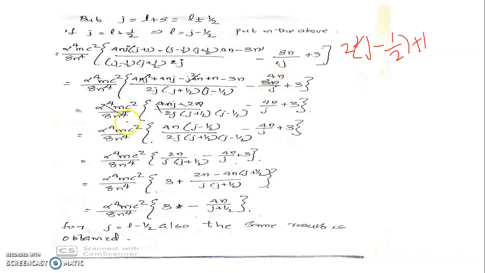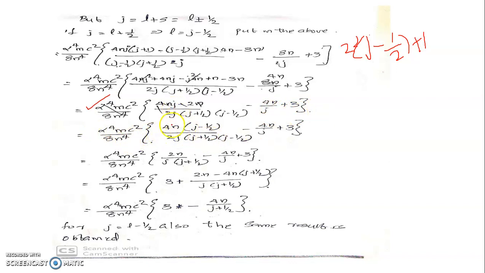Alpha raised to 4 mc square by 8n raised to 4, this term is there. I made a mistake in cancelling it. Anyway, 4nj square vanishes. 4nj plus n minus 3n, make it say 4nj minus 2n, divided by 2j into j plus half into j minus half, minus 4n by j plus 3. That's equal to this quantity as follows.